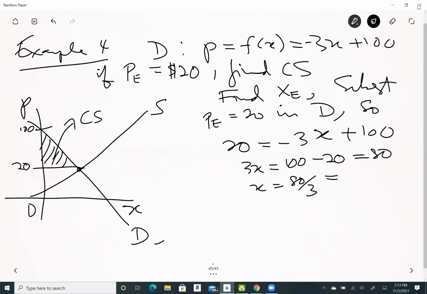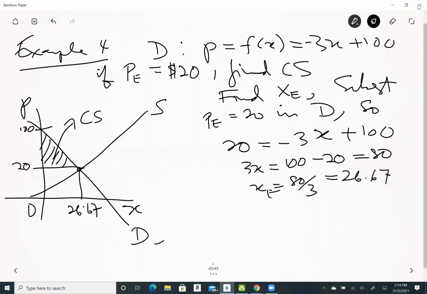Okay, 80 over 3. What is 80 over 3? Is there a calculator? Can you compute quickly? What is 80 over 3? 26.67. So that is our x, and that is xe. Okay, so that is the quantity, 26.67. So you have the information now that we need in order for us to find the consumer surplus.